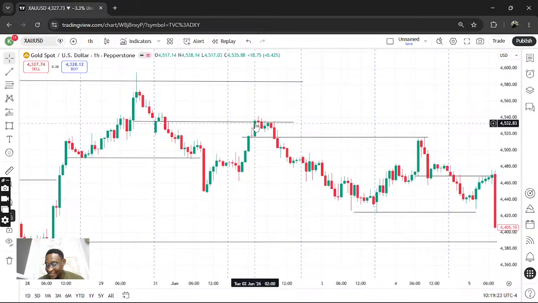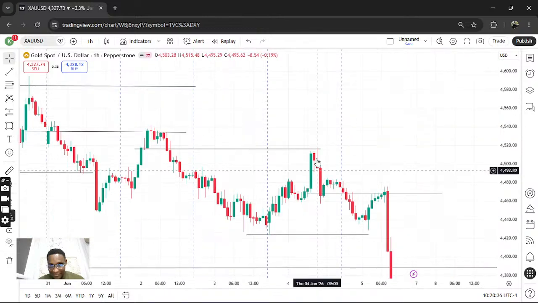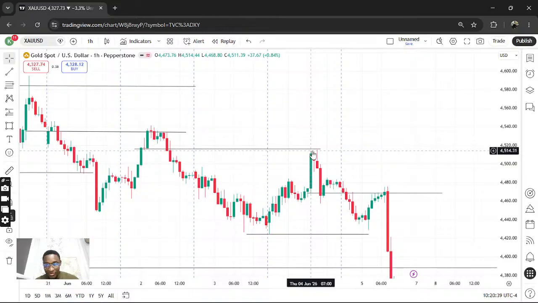Had it been that the market traded above this particular level and this particular level on Thursday, that is 2 days ago, I would have expected the NFP that happened on Friday, that is yesterday, to be bullish on gold. But instead, it got rejected at this point and then traded here. Then boom, it happened.